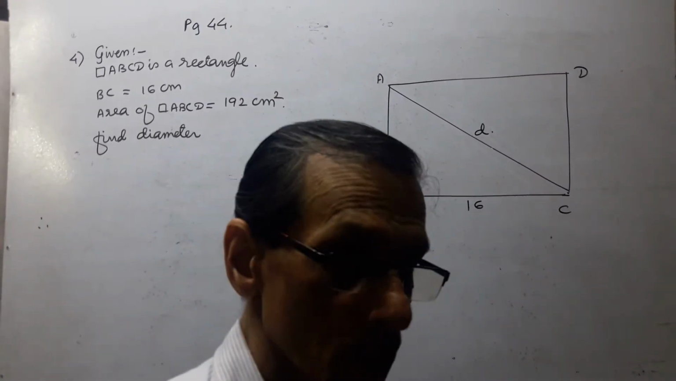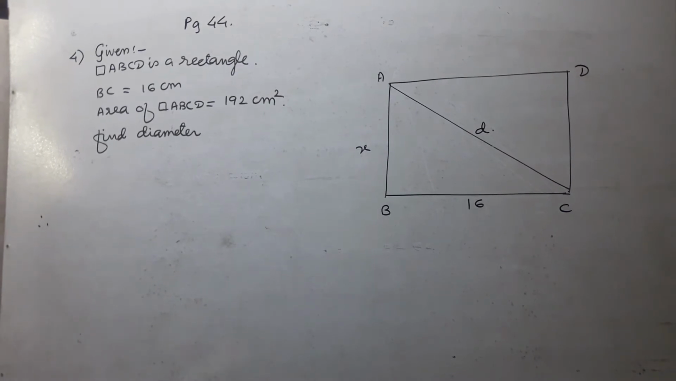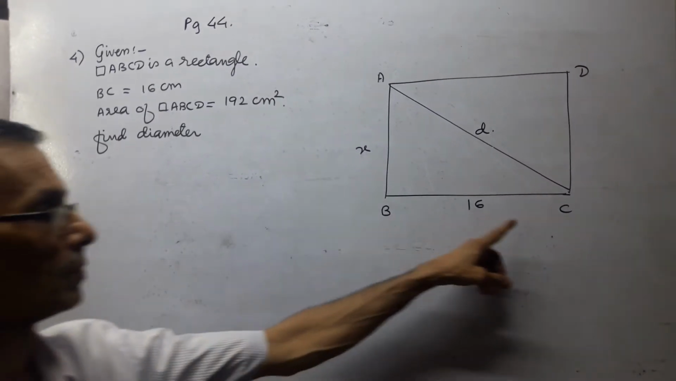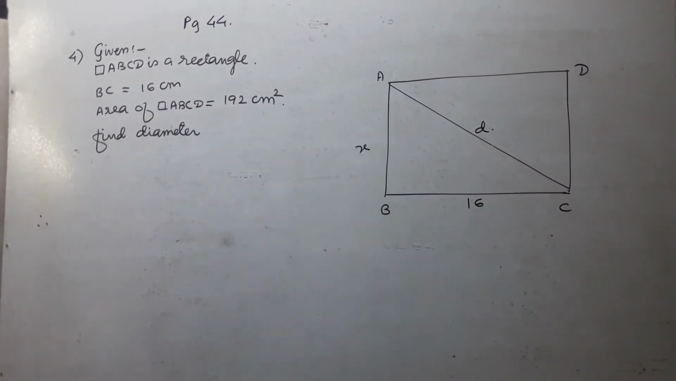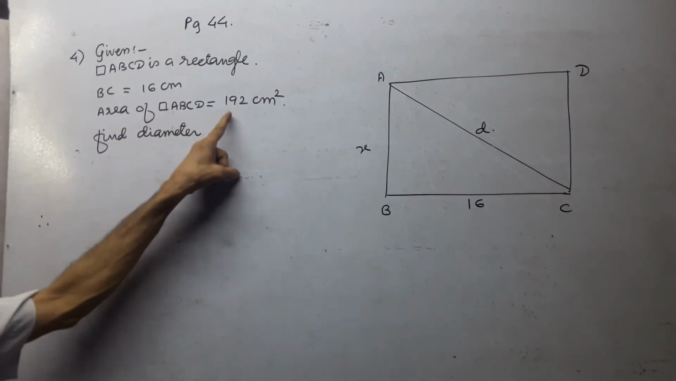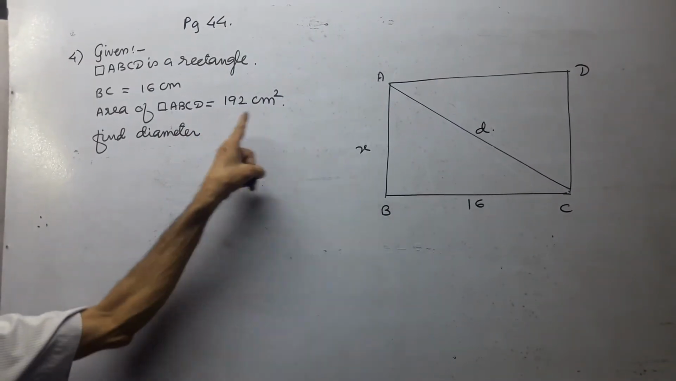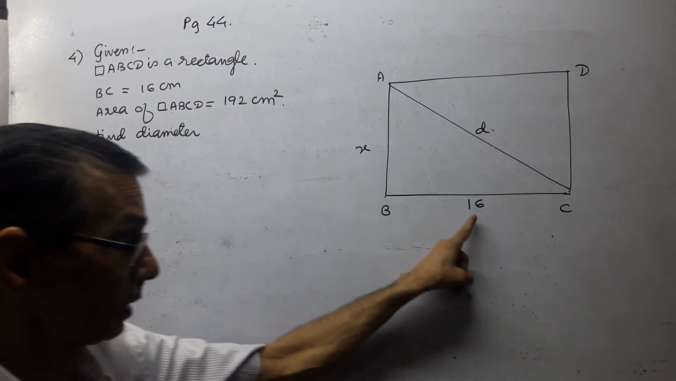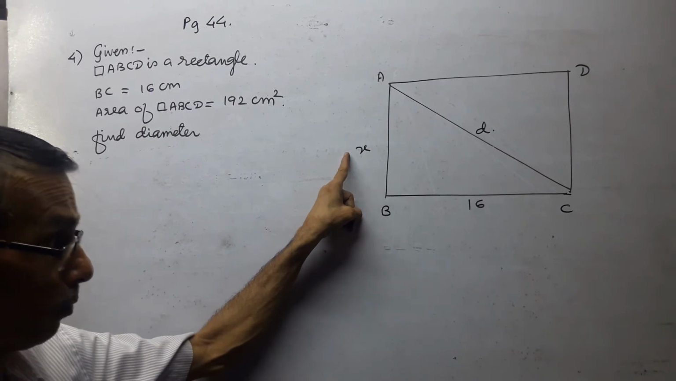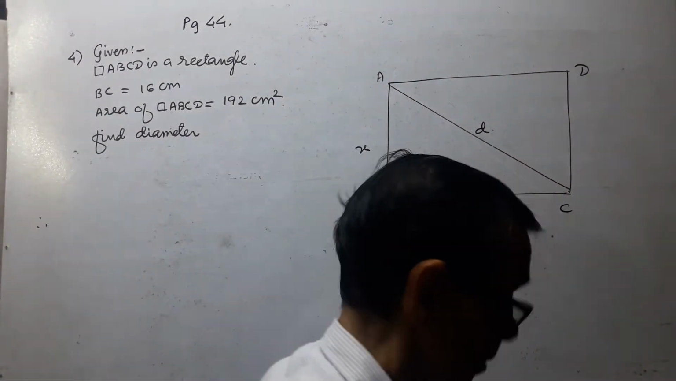Now page 44. Let us take the fourth sum. Find the diagonal of a rectangle whose length is 16 centimeter. But here the breadth is not given. Instead of breadth, they have given the area of rectangle ABCD as 192. So from area and length, can you find breadth? Yes, we can. And from breadth and length, using Pythagoras theorem, we can find the diagonal.